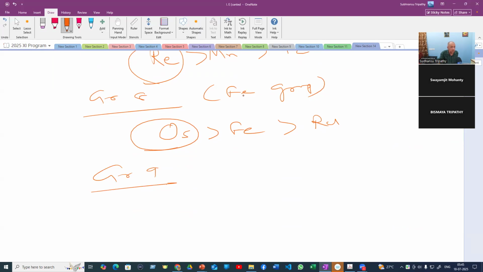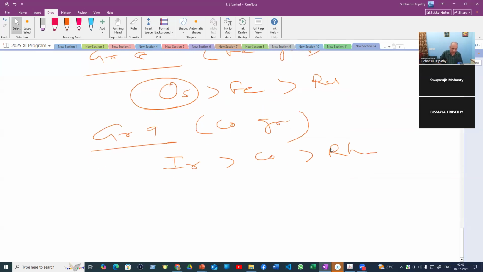Group 9 is the cobalt group. Iridium, cobalt, rhodium. Then group 10, the nickel group, has already gone. Nickel, that is anomalous, this is anomalous, that is double anomalous. After the nickel group, 11, that is the copper group, coinage metals: gold, copper, silver.